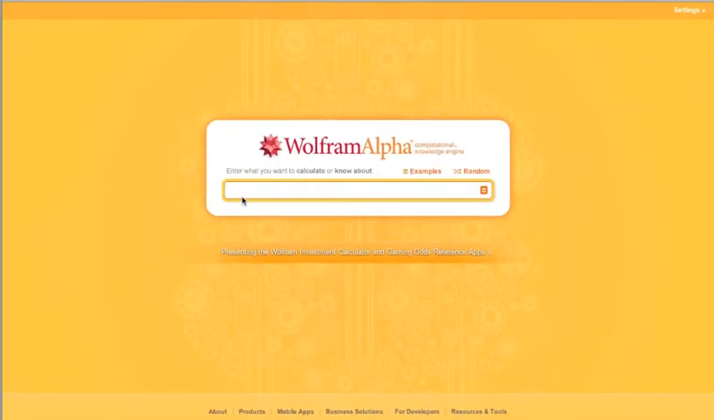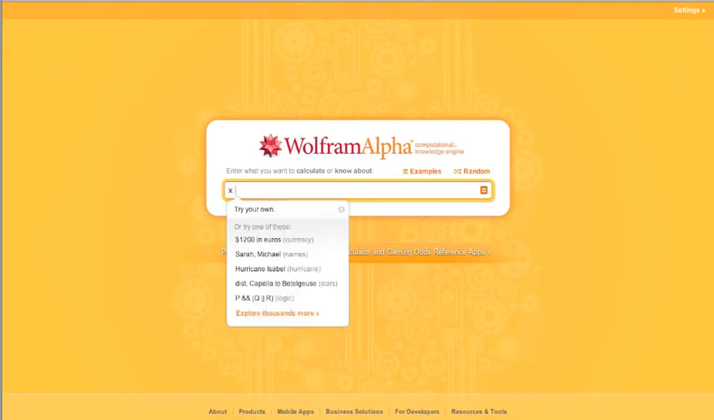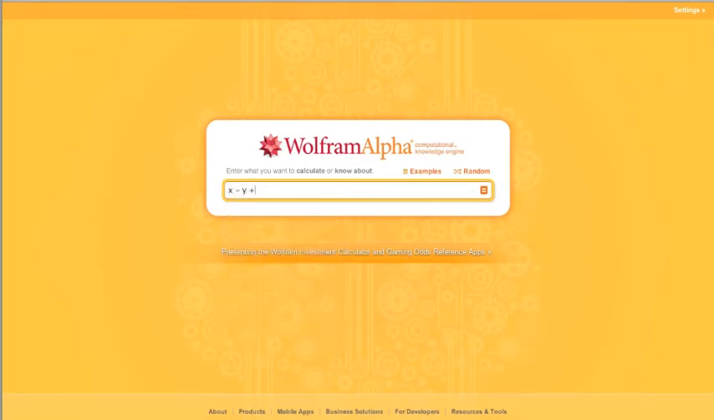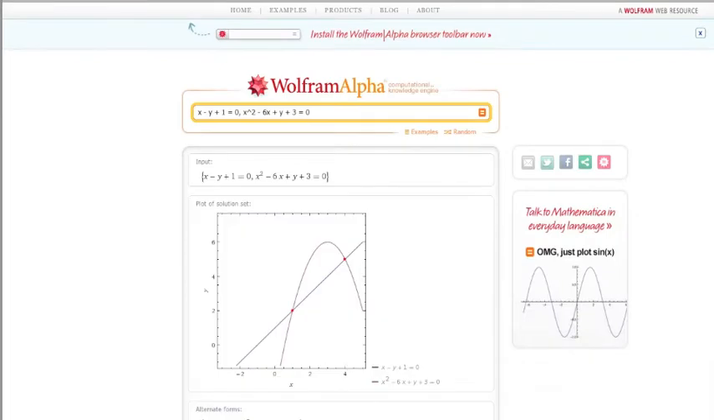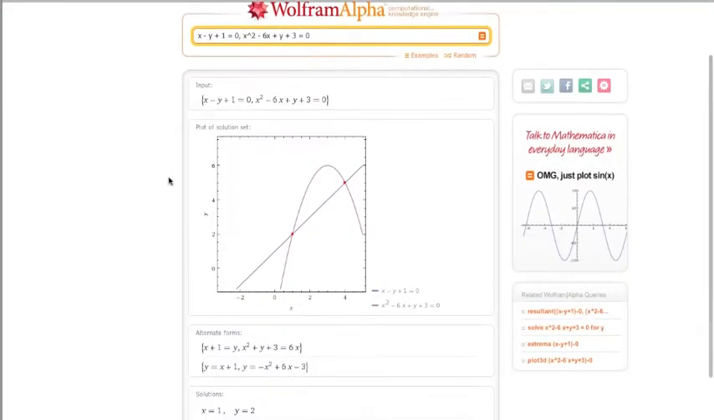Now let's take a look at how we do this in Wolfram Alpha. In Wolfram Alpha, you can type both equations into the search bar, separated by a comma. So there we have x minus y plus 1 is equal to 0, and next x squared minus 6x plus y plus 3 is equal to 0. Press enter, and it sends it off over the internet, and you can see again we've got our line and the parabola, and our two points of intersection. And Wolfram Alpha nicely gives us the coordinates of those points: x equals 1, y equals 2, and x equals 4 with y equals 5.